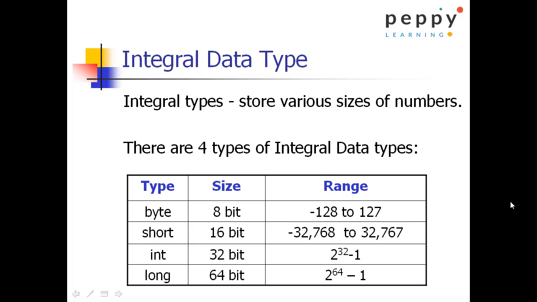Integral data type. Integral types store various sizes of numbers. So it is a whole number. There are 4 types of integral data type. Those are byte, short, int, long. Byte consists of 8-bit size, short consists of 16-bit size, integer consists of 32-bit size and long consists of 64-bit size. Let's go and see a program, how it works. Let's start with byte, where its range is from -128 to 127.